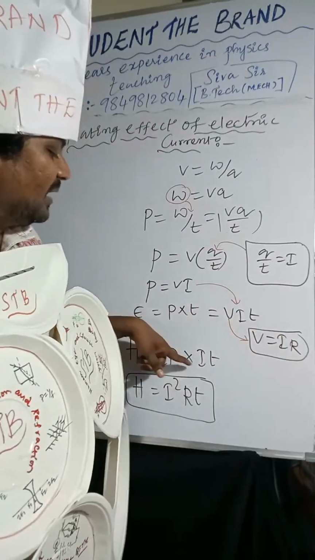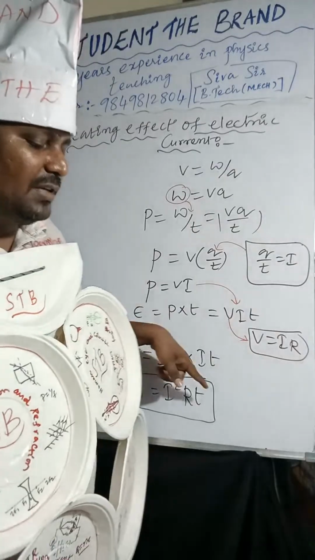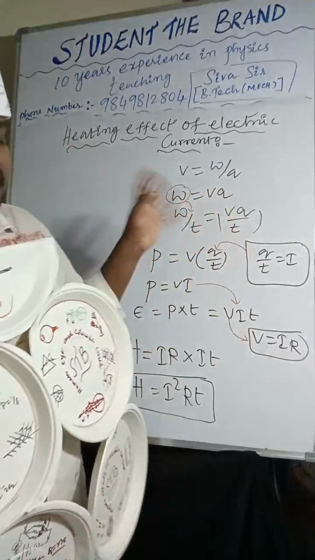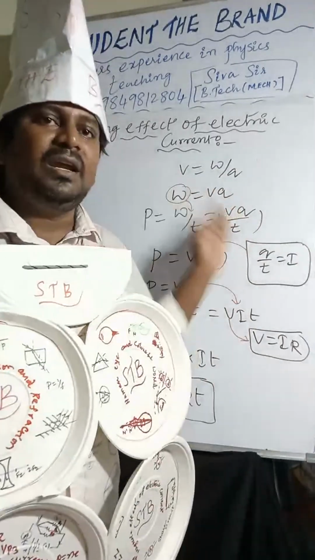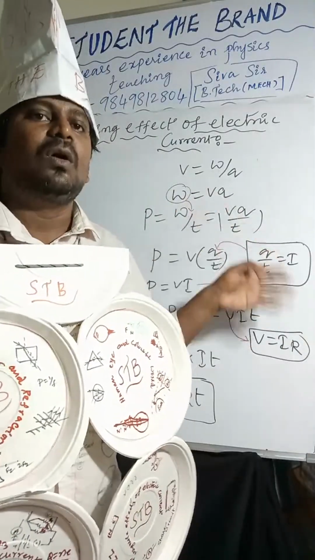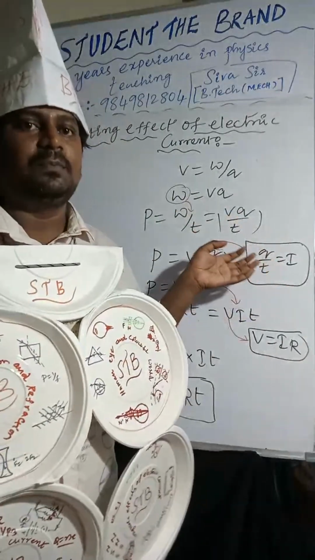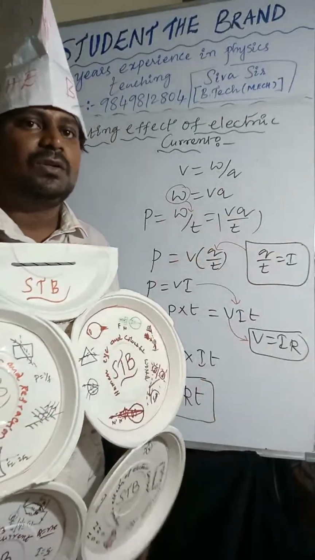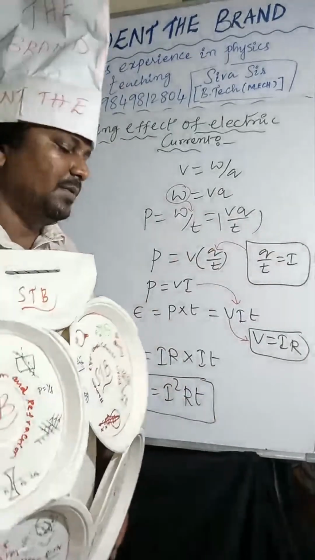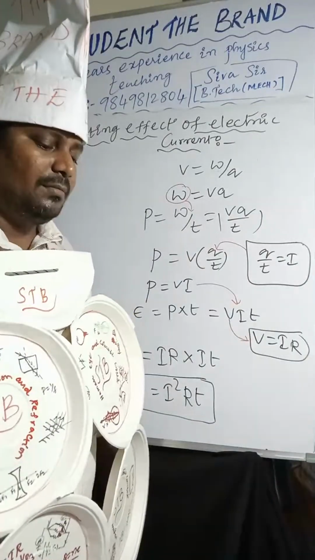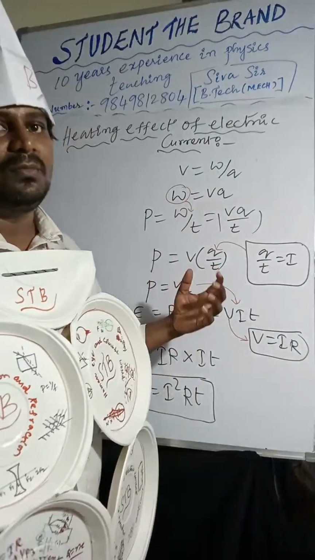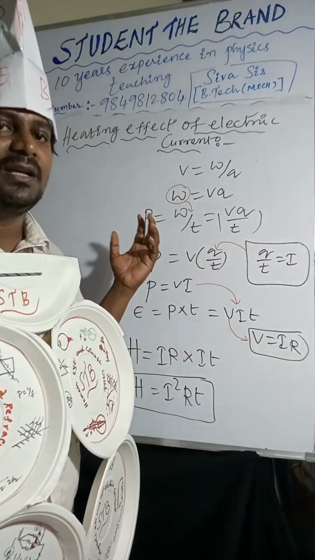So H equal to I R into I T, that is nothing but H is equal to I squared R T. Each and every line is a formula. So try to use these formulas and practice in your exam. Do more problems to master this concept. If you want to master this concept, you must practice more problems.